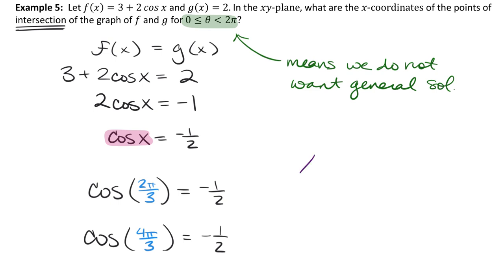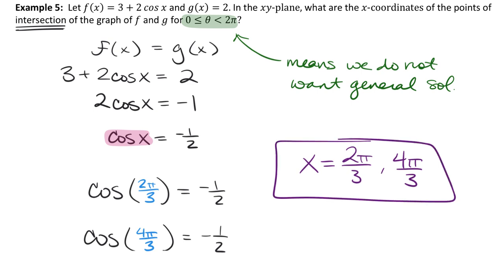So x, are we using x or theta? X would be equal to 2 pi over 3 and 4 pi over 3. And that's it. I know that if we revolved this unit circle again, we'd hit these coterminal angles, but it said to only answer between 0 and 2 pi. So this domain restriction keeps me from doing the general solution. I just have a smaller list of numbers.